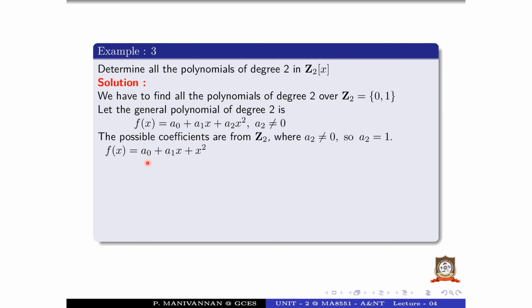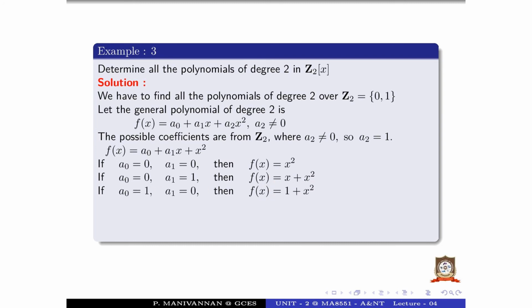Here we put the values for a0 and a1 from the set {0, 1}. Therefore, a0 has two possibilities, a1 has two possibilities, so 2 into 2, 4 possibilities are there. Now, if we put a0 equal to 0, a1 equal to 0, then f of x equal to x square. It is one polynomial. If a0 equal to 0, a1 equal to 1, then f of x equal to x plus x square.